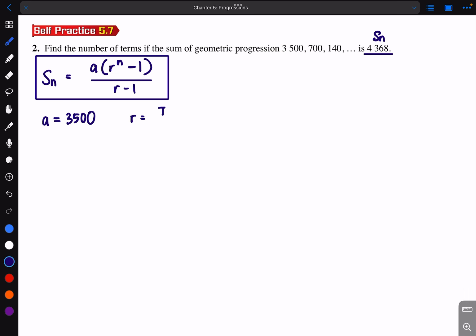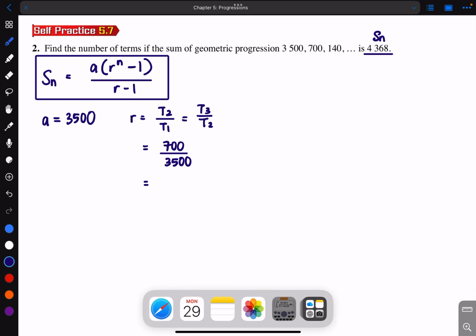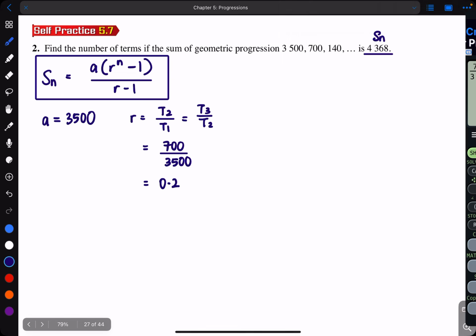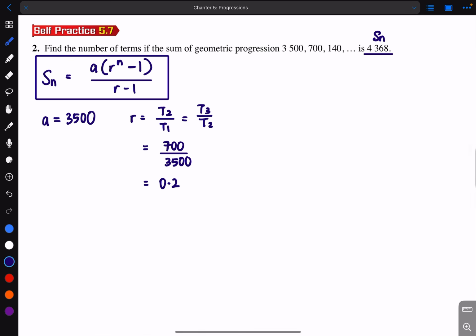r would be T2 over T1 or T3 over T2. So in this case, since we have T2 and T1, we just do 700 over 3500. I think this will give us 1 over 5. Yep. So 1 over 5, or we can just write it as a decimal, 0.2. Okay.